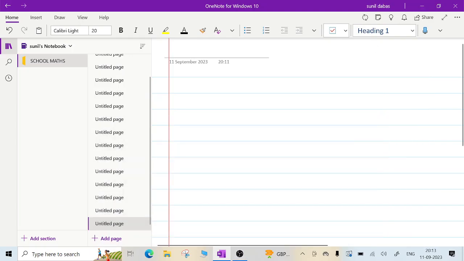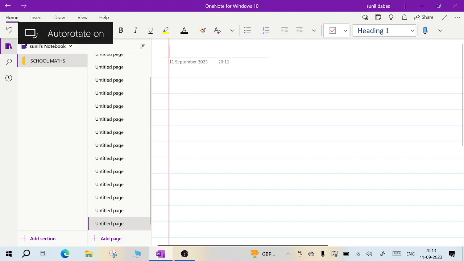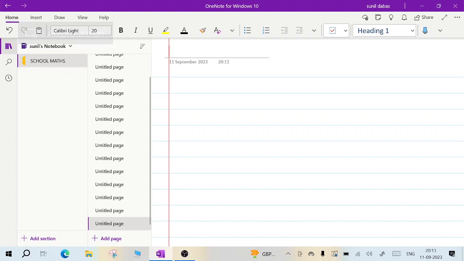Hello students. Let's revise the modulus function today. I'm starting from the basics of the modulus function. What do we mean by modulus function?